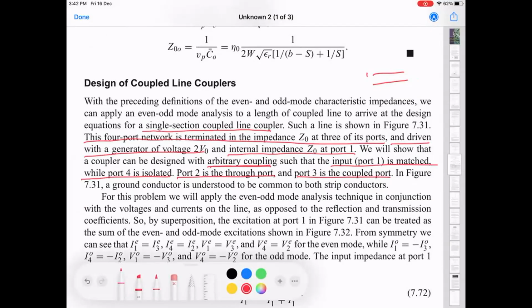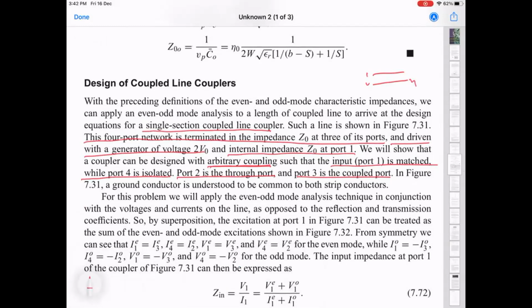So that's the input port 1. Port 4 is isolated, so that is this one, 4. And through port is 2, and the coupled port is 3. So what it means is that if I send in power at port 1, most of it will go to port 2. And this is something we have seen. Remember, we have seen the directional coupler before when we were looking at the VNA demo. Nothing goes to port 4, and a certain small fraction comes to port 3, which is called the coupled port.